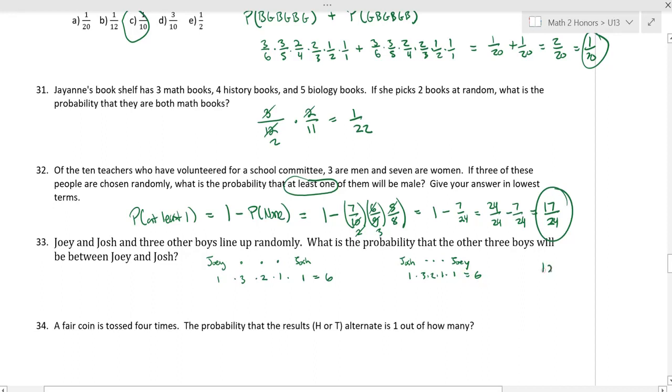So there's 12 total ways out of, well, how many different ways can you arrange 5 people? 5 options for the first place, and then 4, and then 3, then 2, then 1. 4 times 3 is 12. And so this ends up being 1 out of 10.